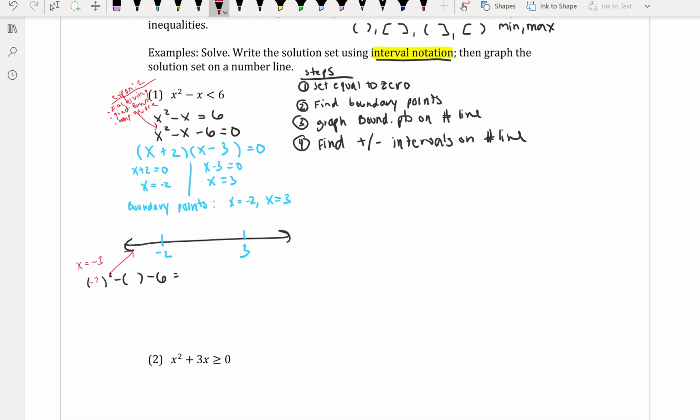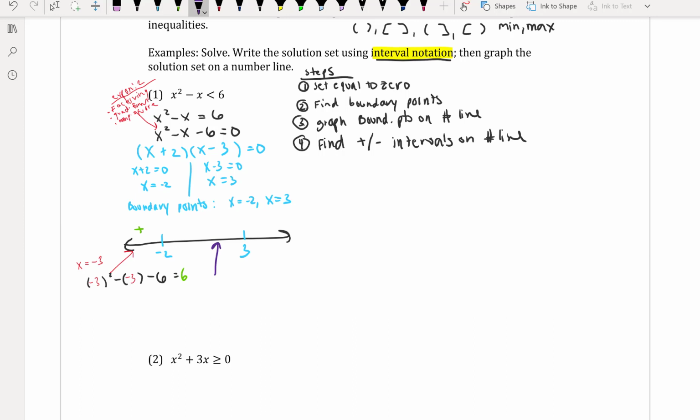So what we're plugging in is a negative 3 into my x. So when I do that, I'm going to have a negative 3 squared minus negative 3 minus 6, and I get a positive 6. So that positive 6 tells me that anything over on the left-hand side of negative 2 would be positive. So that means if I had picked negative 4, negative 5, negative 10, negative 100, I still would have gotten a positive answer.